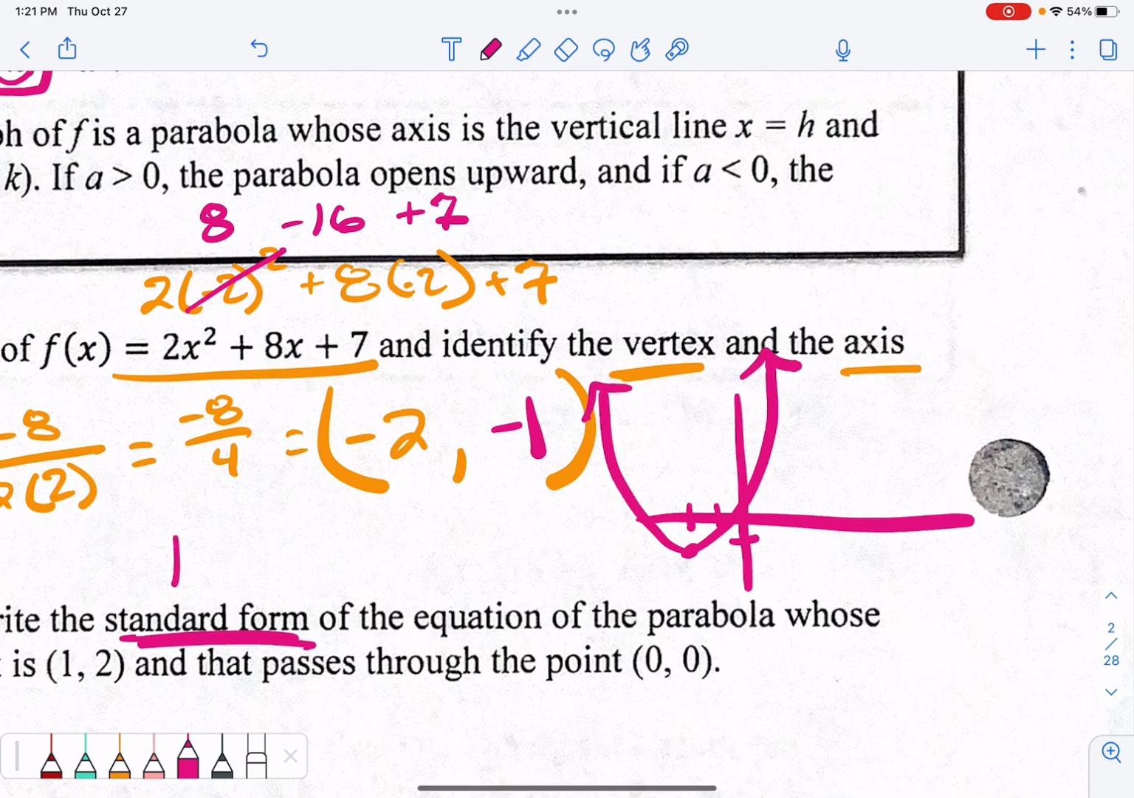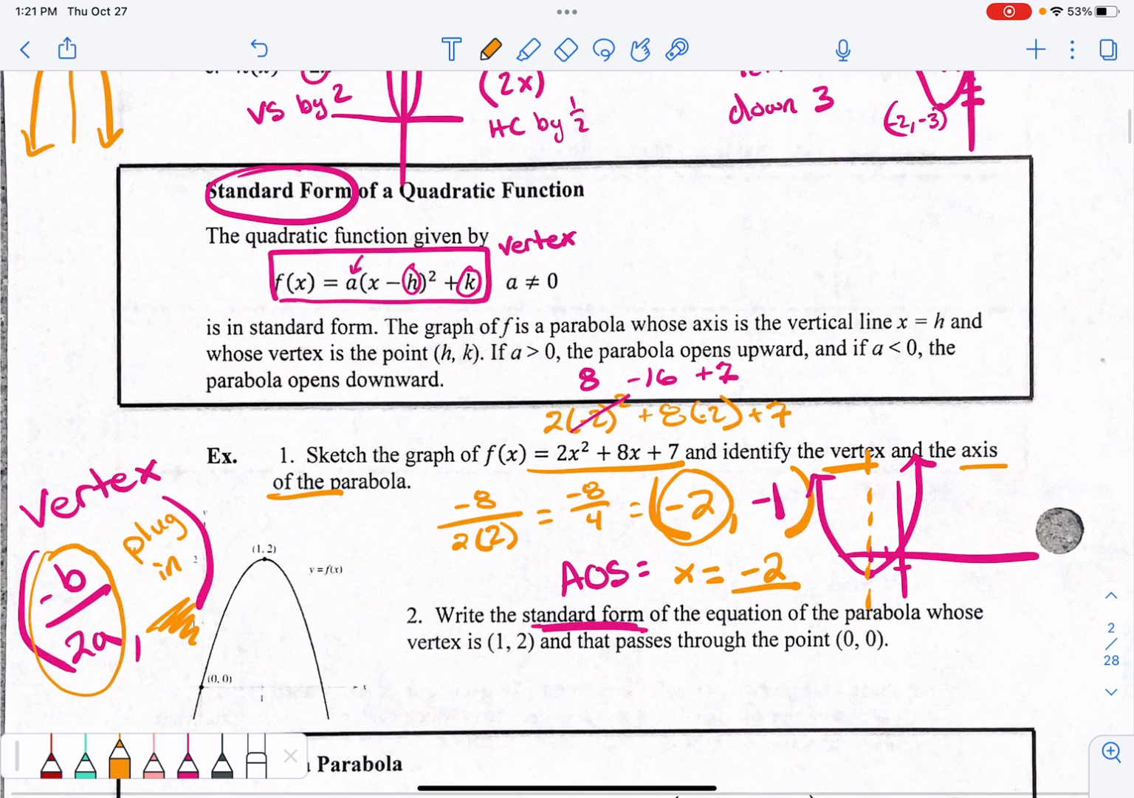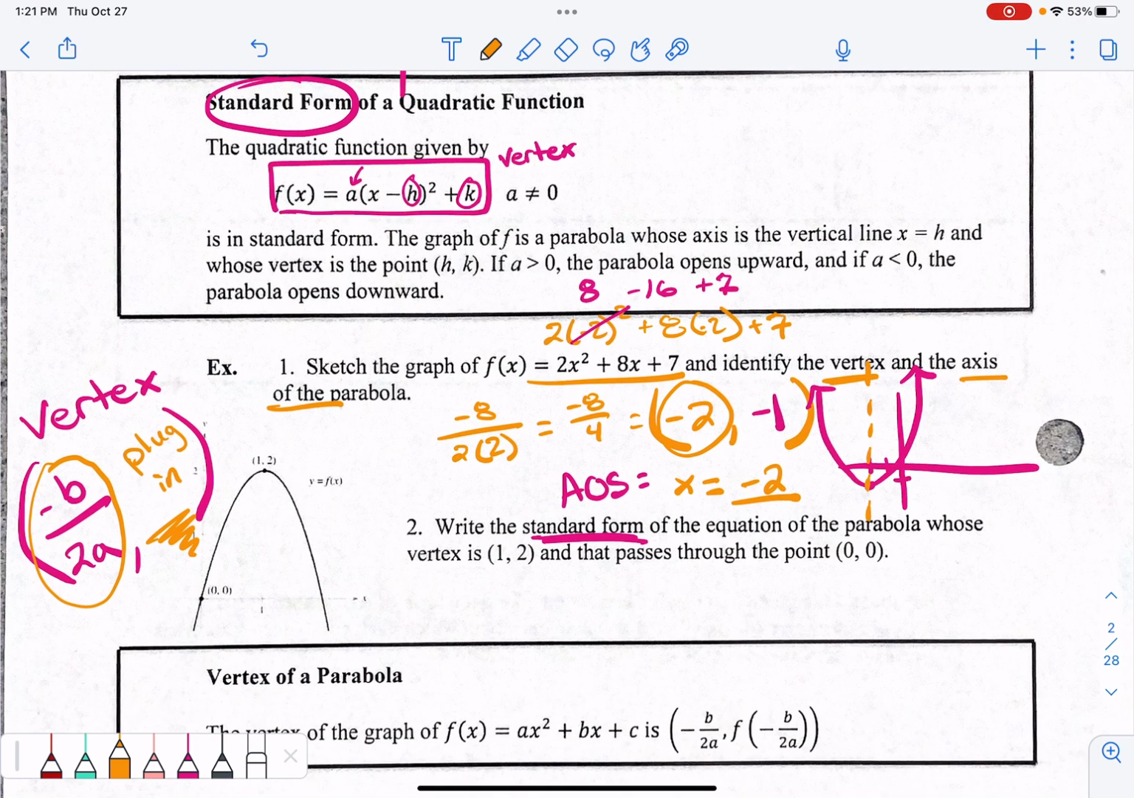And then let's talk about what the axis of symmetry is. I call it the AOS. Negative 2. So it's this dotted line going through here. Your axis of symmetry is x equals something, right? And it's always going to be the x coordinate because it will always go through the vertex. So x equals negative 2. So these two numbers should always match each other, right? There you go. Axis of symmetry, vertex, there's the sketch. Perfect.